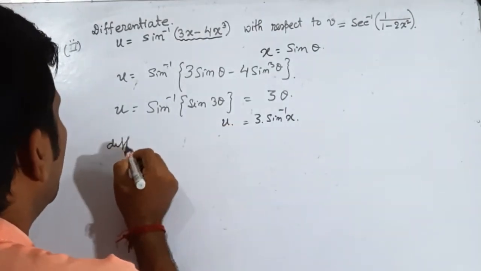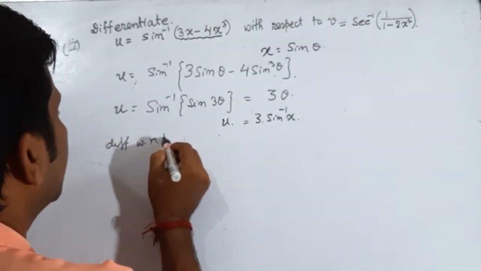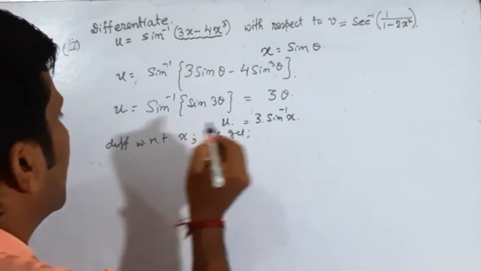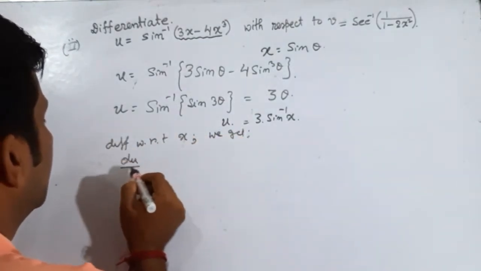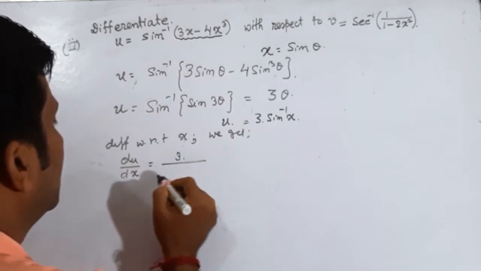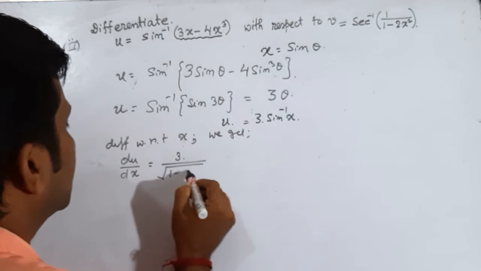Then 3 theta means 3 into sin inverse x. Differentiating with respect to x, we get du/dx is equal to 3 by root over 1 minus x square.